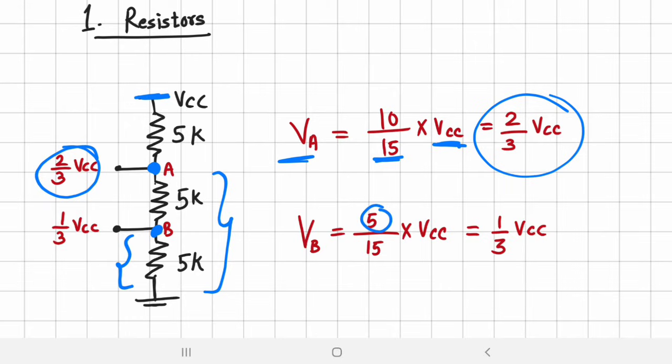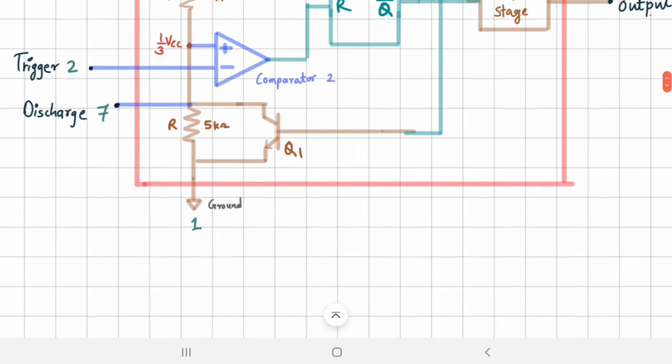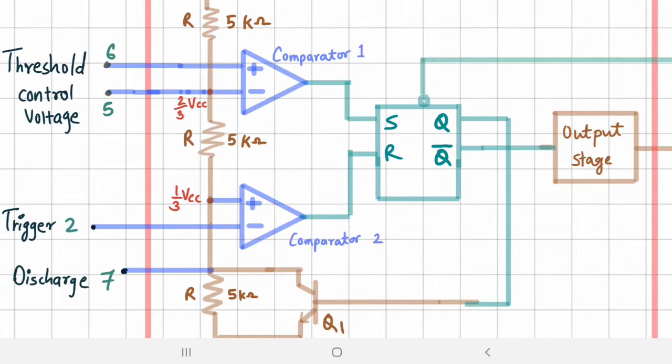So I'll write 5K in the numerator. Total resistance is 15K, multiplied by source voltage VCC, and our VB is 1/3 VCC. So my VB is 1/3 VCC. Now we will go back to the block diagram and see. We found VA and VB. VA was this point, 2/3 VCC, and VB was this point, 1/3 VCC.